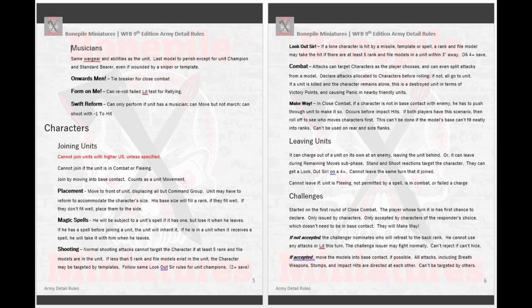Then after the unit command section, we come to the characters section. And the characters only have one change on this entire page. And it says that characters cannot join units of a higher unit strength than it unless specified. And that seems pretty straightforward and clear. Otherwise, placement and spells and shooting, Lookout Sir, Make Way are all the same. Challenges are the same as 8th edition as well. So let's move on to the next page.